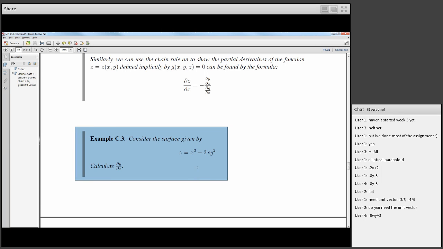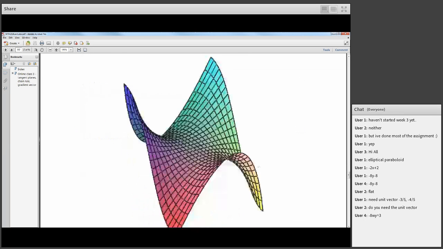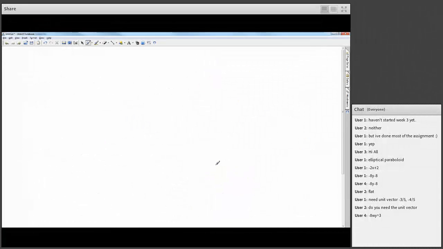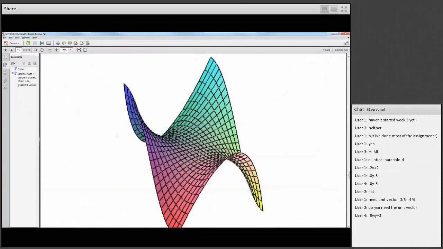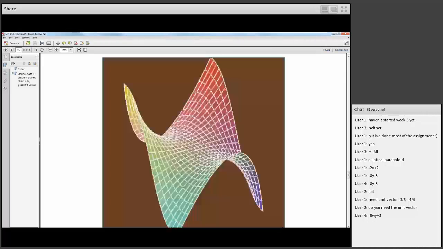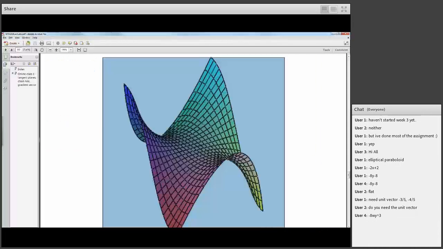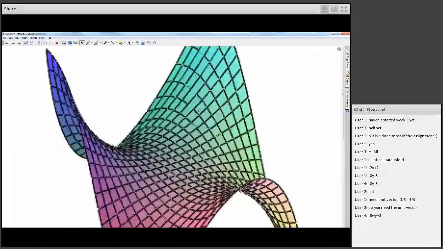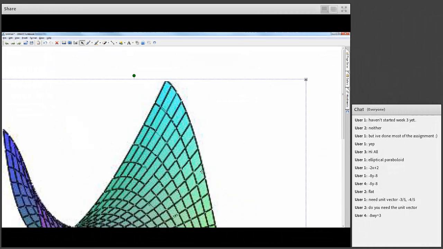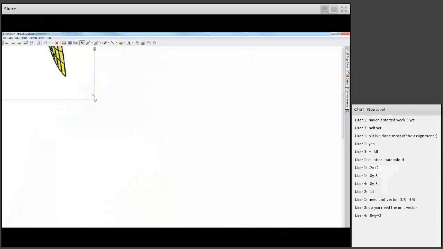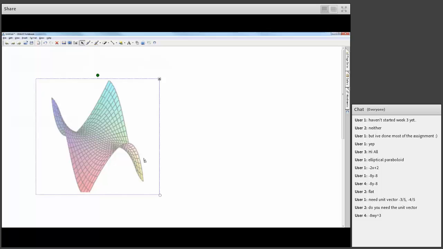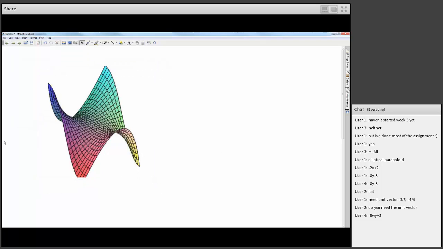So this is a certain function. I like this function. This is what the picture of it is. So I can get my picture, get a bit of a smaller size, I can deal with it. Okay. So this is the function. It's called a monkey saddle.